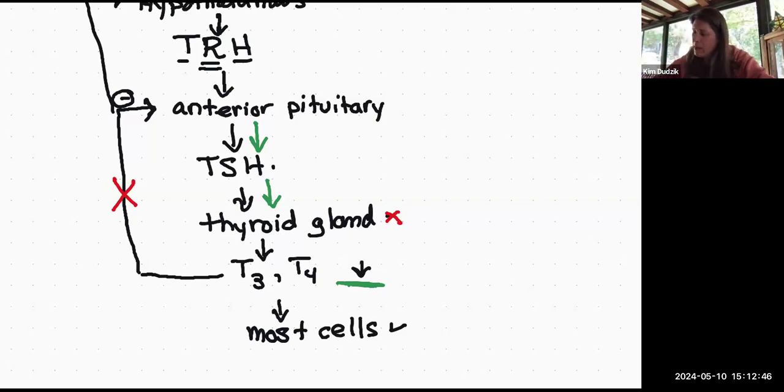So basically what happens is, no matter how much the anterior pituitary is releasing thyroid releasing hormone, the thyroid gland is unable to produce T3, T4, so it stays low. So again, you don't get the negative feedback.